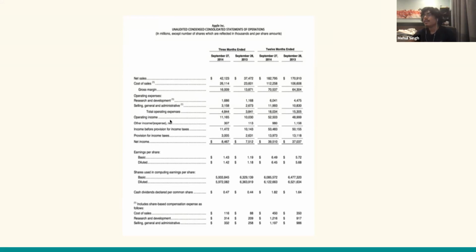And after you subtract the total operating costs from the gross income, you get the operating income, which would be 11 billion. And you have to subtract taxes, and after everything, your final net income would be 8 billion.